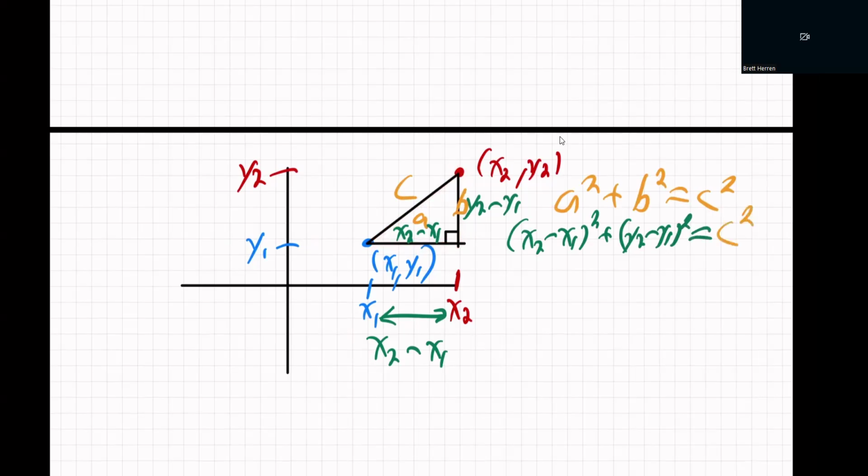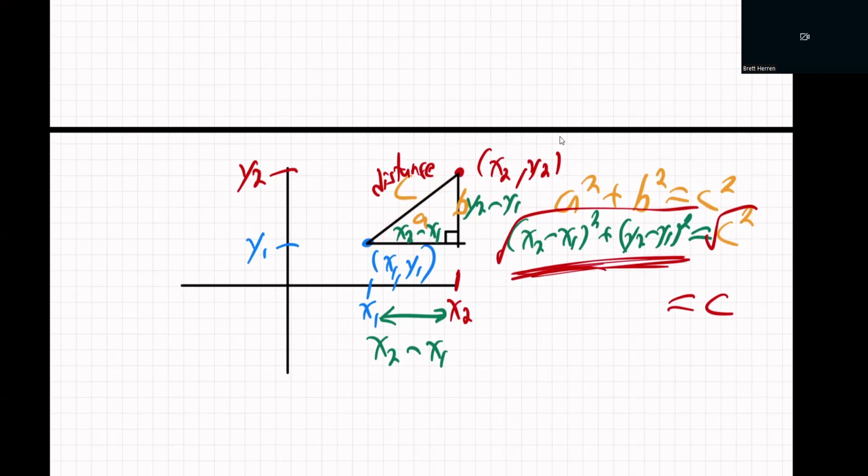And then how do you solve for c? Root it. So c, by the way, is the distance between those points, isn't it? From this point to this point, a straight line distance is c. What is c? Well, now we see it. It's the square root of the difference of x squared plus the difference of y squared. That's where that formula comes from.